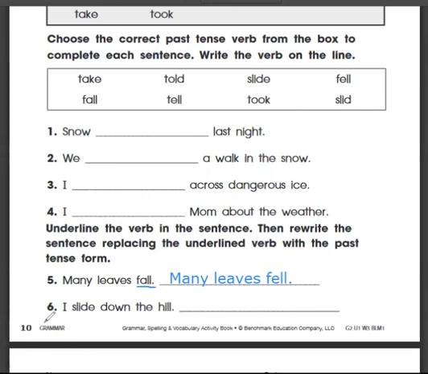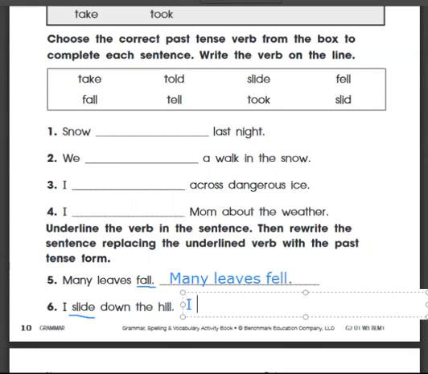Number 6 says, I slide down the hill. So slide, that's what's happening today. Today I slide down the hill. But yesterday, what did I do? First of all, we're going to underline slide. That's the action. And what is the past tense? Today I slide down the hill. Yesterday I slid.